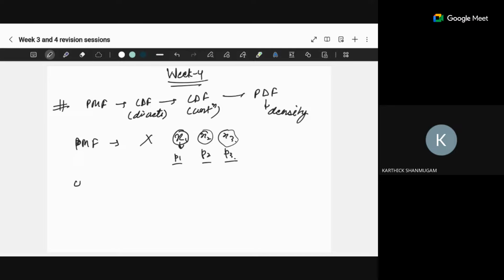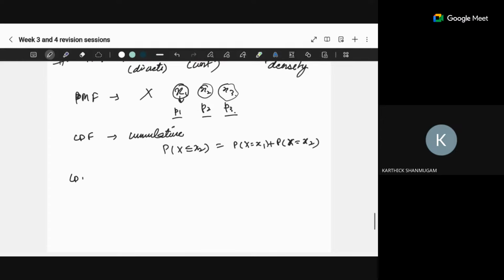That is my PMF. What is CDF? CDF is basically my cumulative frequencies. Suppose I need to find the probability that x is less than or equal to x2, it is the probability that x equals x1 plus the probability that x equals x2, correct? This is how I calculate for the discrete random variable.